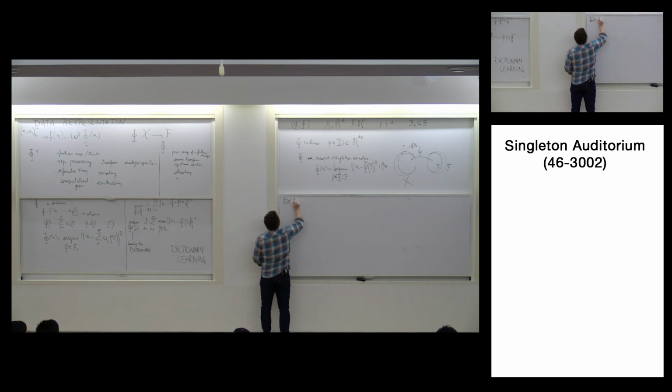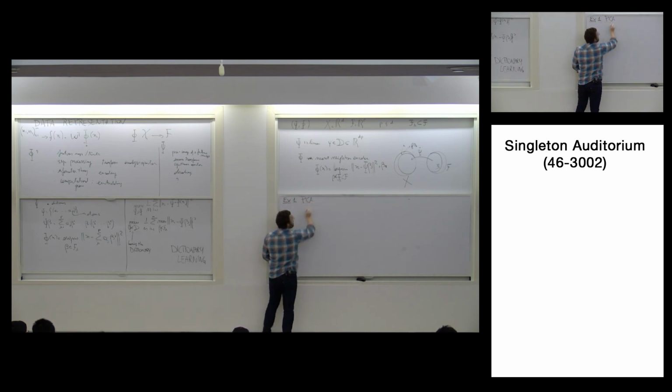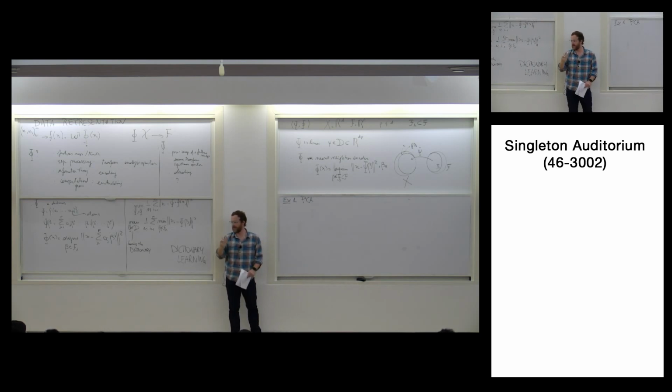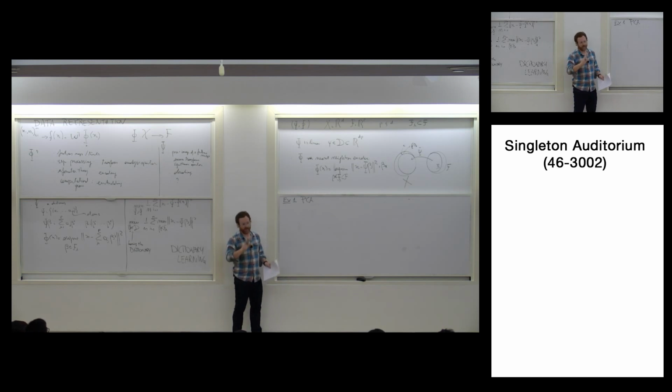So, example 1, PCA. And I guess PCA where I'm sloppy about the recentering, okay? I don't care about recentering. I just do the covariance, the second moment matrix.